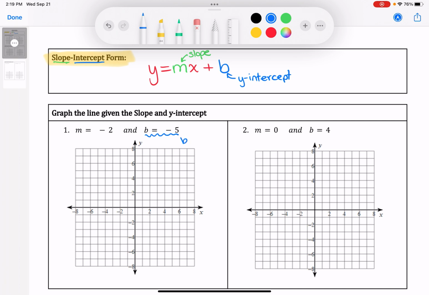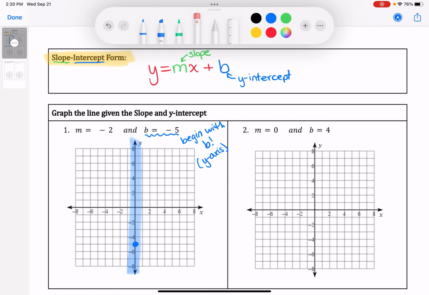I always like to think of it as begin with b. B is the y-intercept, so it starts on the y-axis. So we're always going to start our graph right here on the y-axis. Here it says that I'm starting at -5, so my y-intercept is at -5. So I'm going to put a point right there on the y-axis at -5.